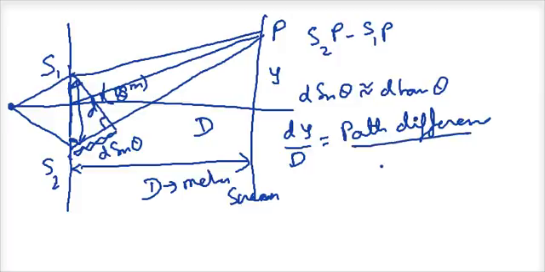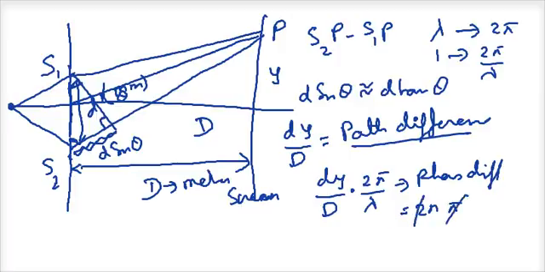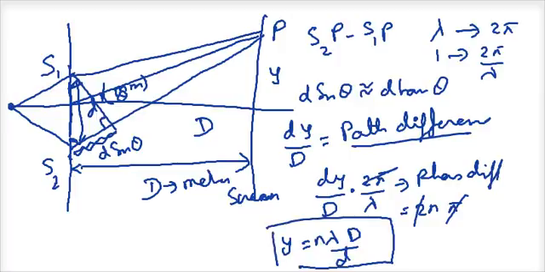Now I have to convert this path difference into phase difference. I know that lambda path difference is 2 pi phase difference, right? So one path difference will be 2 pi by lambda phase difference. So d y by D path difference will become d y by capital D into 2 pi by lambda phase difference. Now if this is equal to 2n pi, I will have an intensity maximum. So I cancel the 2 pi's, cross multiply, and I get y equal to n lambda D by d. This will give me the points where I have an intensity maximum.